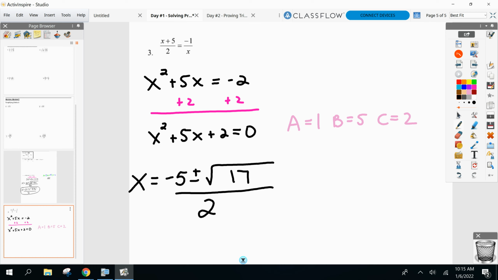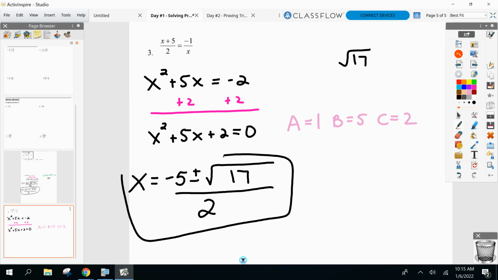All right, Kate, ready? Whoa, we may or may not be done. Square root of 17. Can we break it down? No. There's no perfect square that goes into 17. I don't want decimals. So if you can't break down the radical, you are done. We'll get to one in a minute here where we are going to break down the radical, but if we can't, we're done. All right, we're good there.